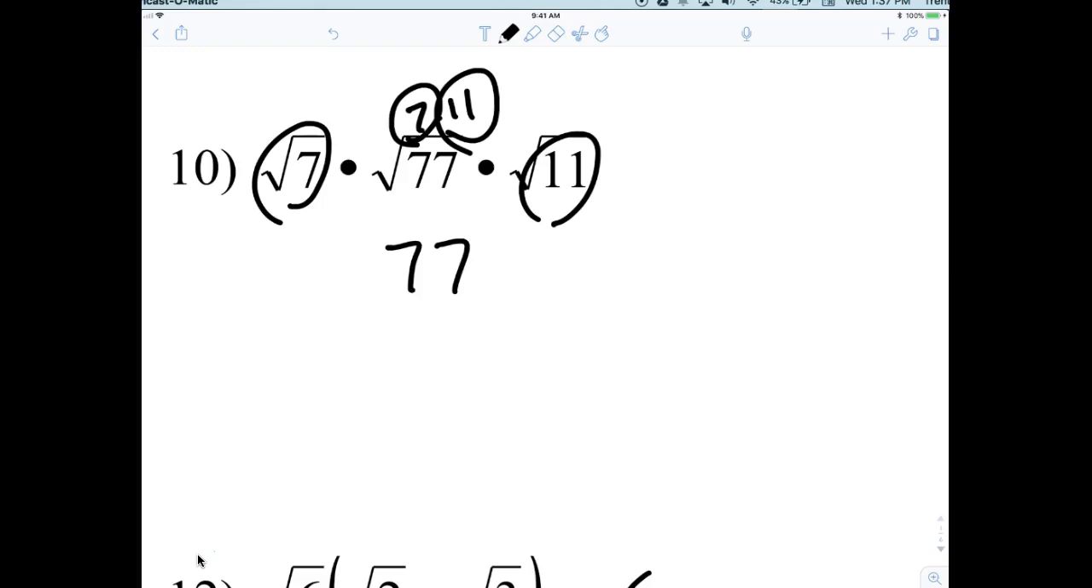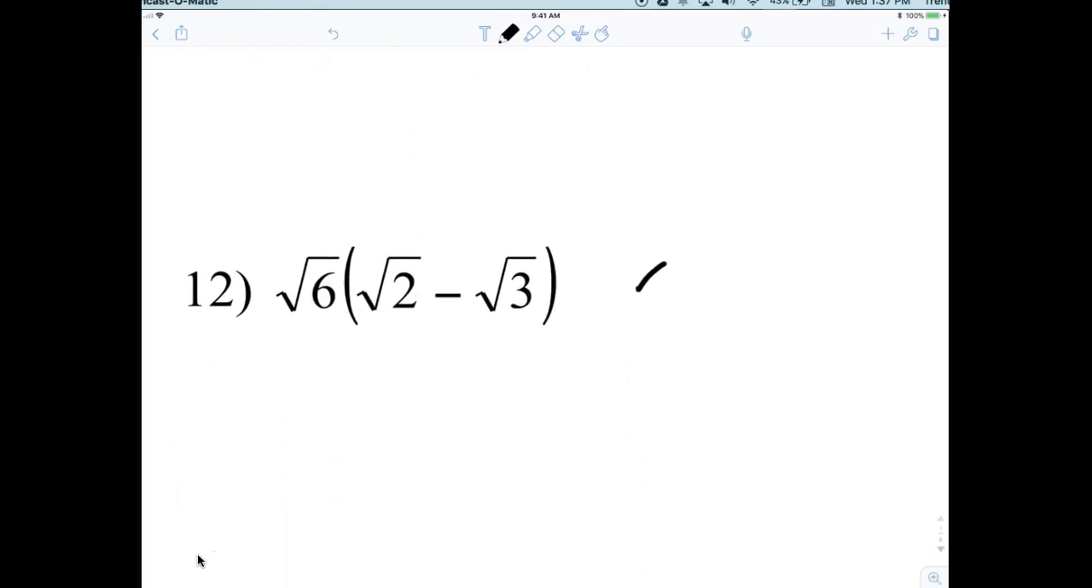77. All right? Now, everybody take a look at number 12. Again, I would want you, as you're doing this, not to say square root of 6 times square root of 2 is square root of 12 and then break it down. I really don't want that. Is everybody hearing me on this? You can do square root of 12, but I can make the numbers harder. Do you agree?